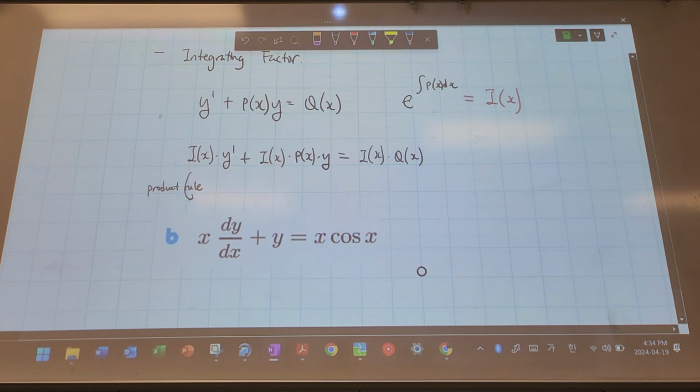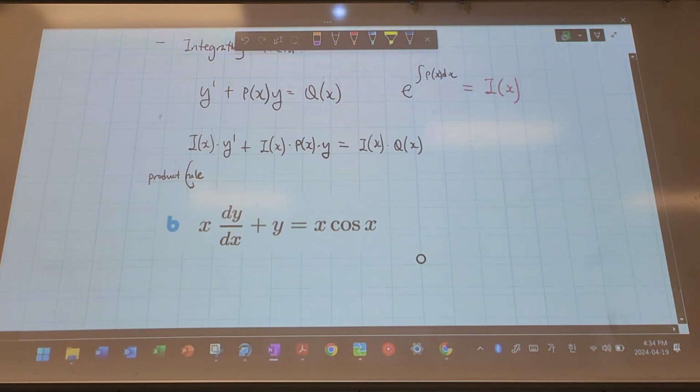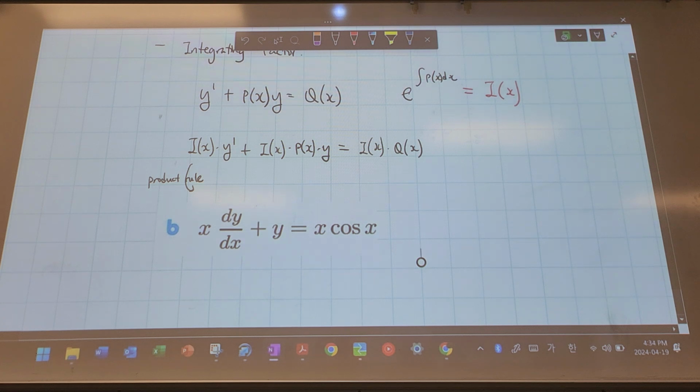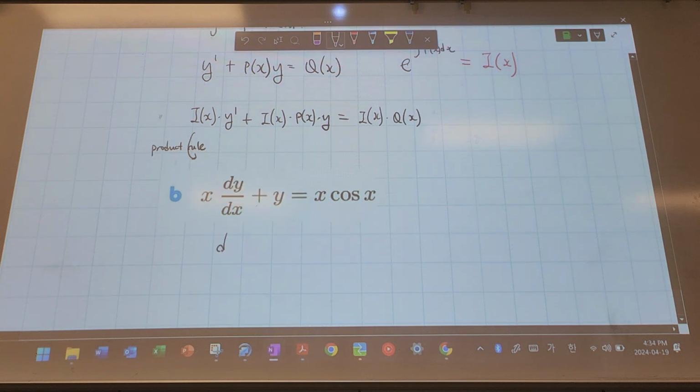So for this one, at first it doesn't really look like the basic pattern, right? So I'll have to divide it by x on both sides. So it's going to be, let's use y prime to match everything, y prime plus 1 over x y is equal to cosine of x. Let's see. So I know that p of x is 1 over x and q of x is cosine of x, right? So now let's try to find the I of x.